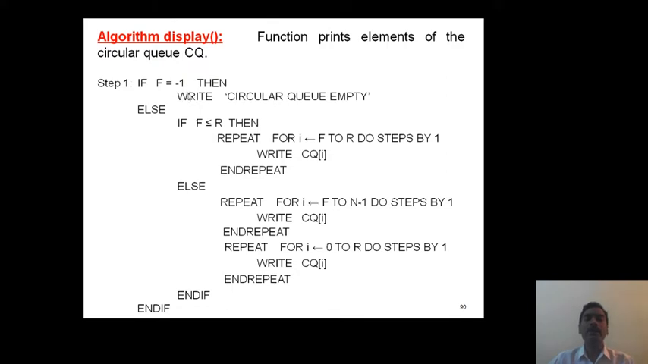Here, if F equals minus 1, that means elements are not available. Hence we print a message as circular queue empty. Otherwise, it depends on two possibilities. If F is less than R, then we print elements from F to R. Otherwise, first print elements from F to n minus 1 and the remaining part from 0 to R. The repetition process is completed, and end if. The total comparison is completed. In such a way, it is possible to display the elements of the circular queue.